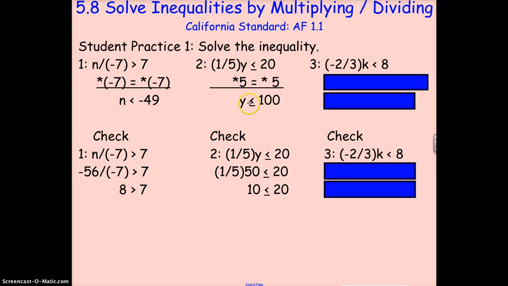Remember on the check, even though I have the or equal to, I never want to use 100 because that won't help me determine my inequality sign. So that won't help me as much.